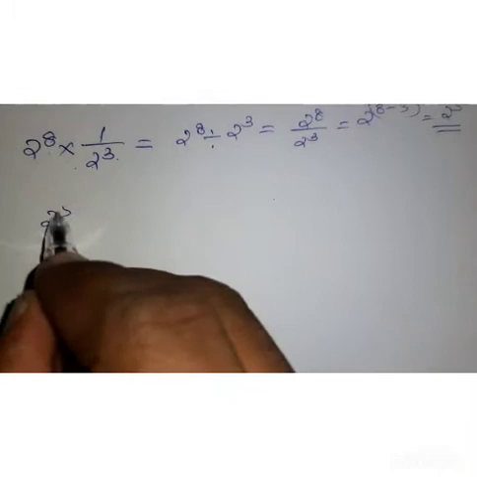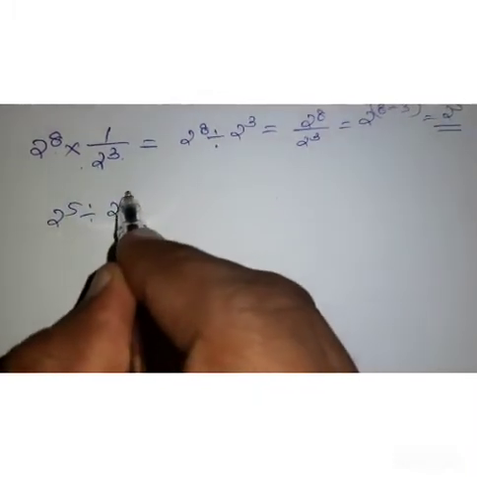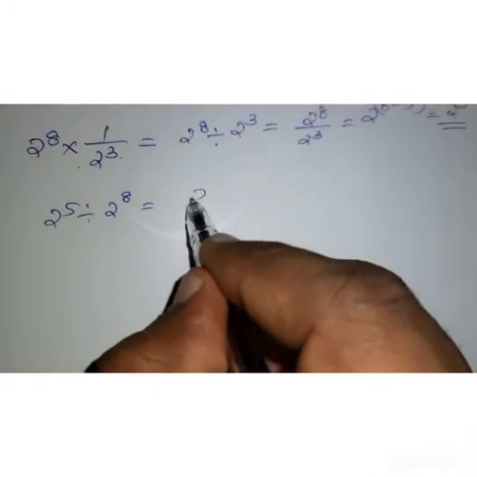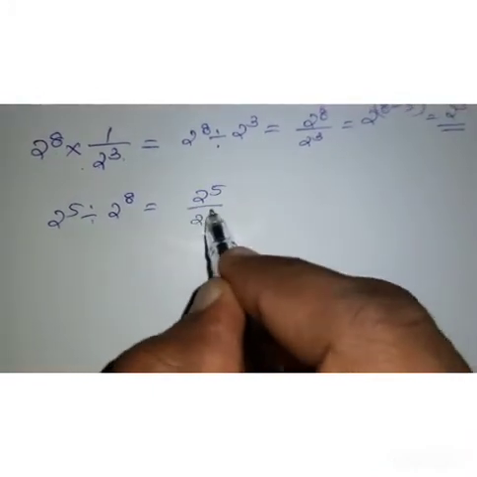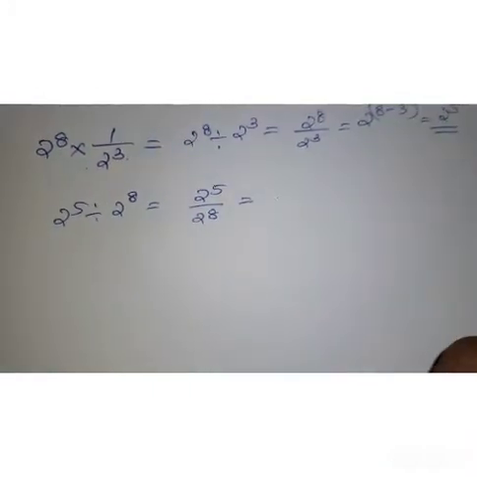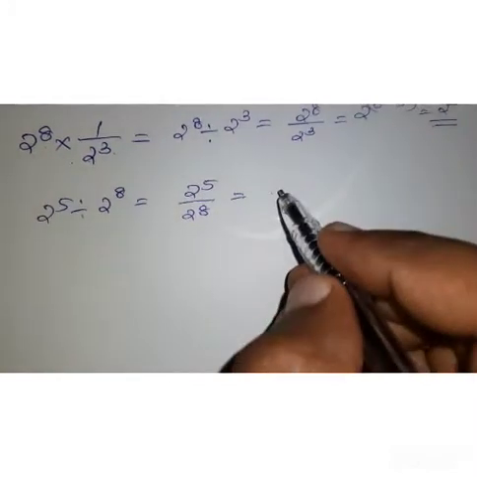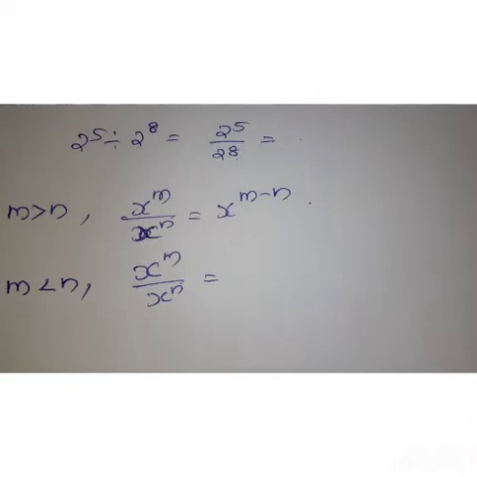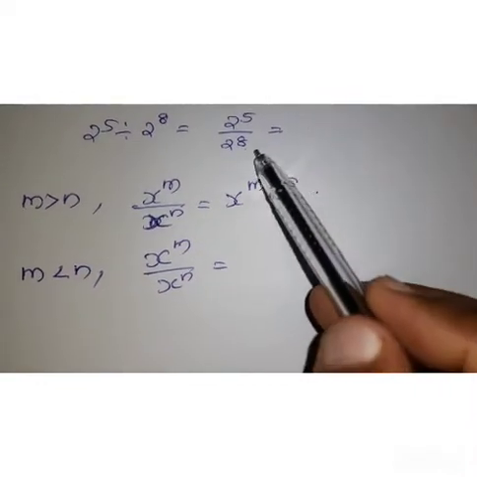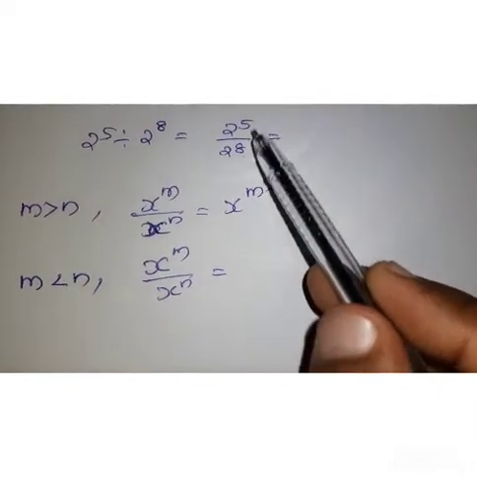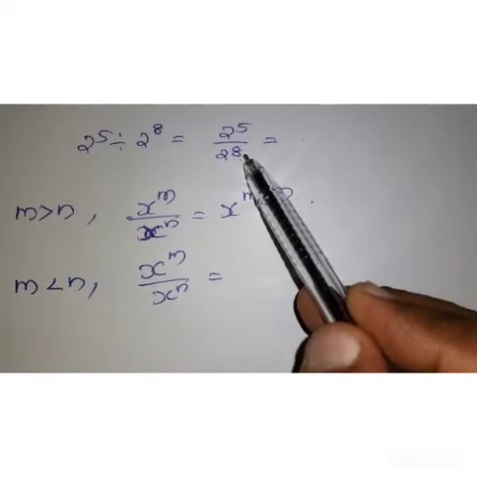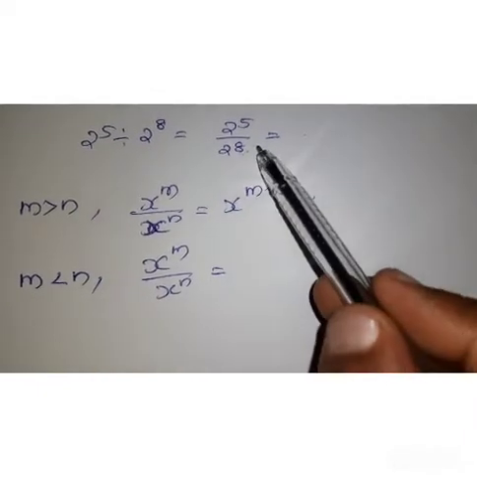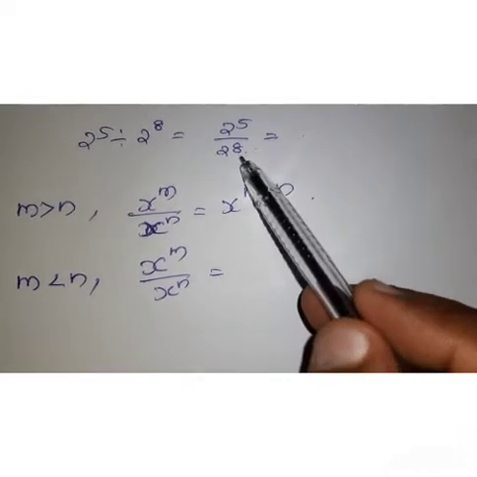What about 2 raised to 5 divided by 2 raised to 8? 2 raised to 5 divided by 2 raised to 8. How will you do this one? You cannot subtract from a lower number to a bigger number. As usual, it is 5 minus 8. It is not possible to subtract a lower number to a higher number.